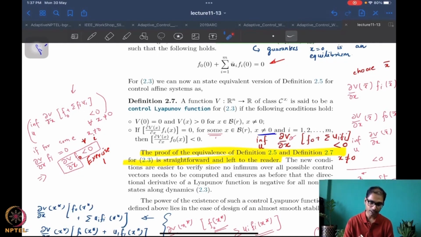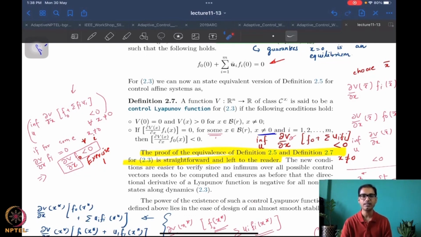So these two are equivalent. Either you can say that if I take an infimum over the control, and this is basically V dot, because it is del V del x times x dot, this has to be strictly negative for all non-zero x. Or I can say it equivalently as, if the control terms do not contribute anything, they are exactly 0 for a particular value of x, then at that particular value of x, this has to be negative. So this is what it means to be a control Lyapunov function.